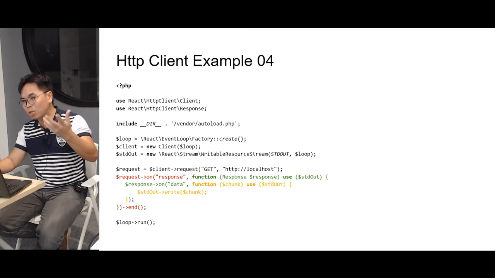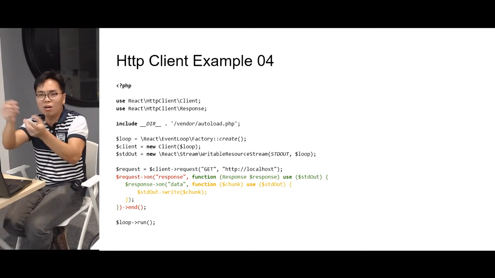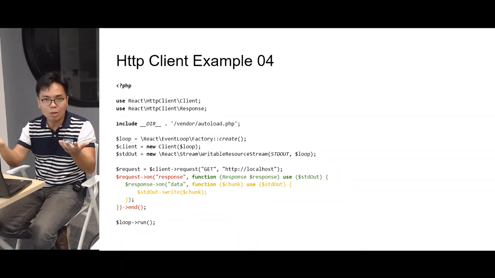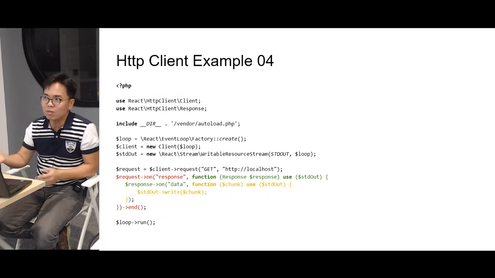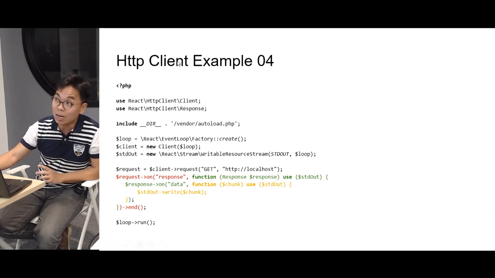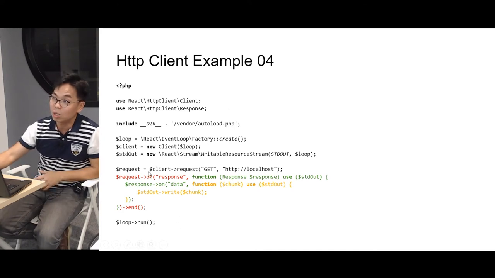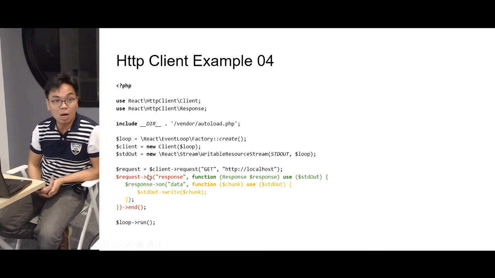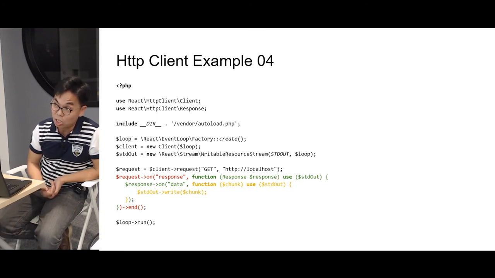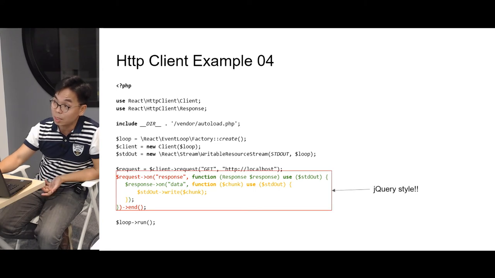So it can get very confusing sometimes because ReactPHP has many contributors, and each contributor might implement their own style of making callback, right? Doing blocking IO and making callback. So it's very confusing. In this case, I'm not sure, maybe the HTTP client is written by a different contributor, so he chose the jQuery style of doing callback, right? Handling the notification, right? So in this case, this is a jQuery style, okay?